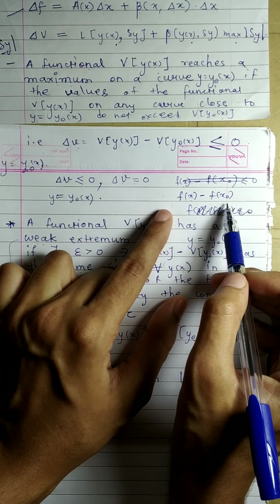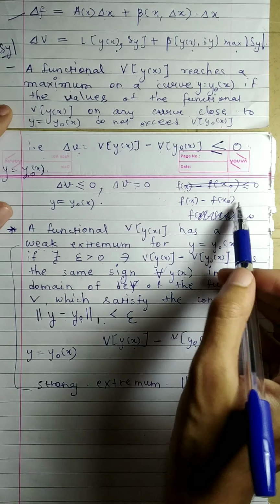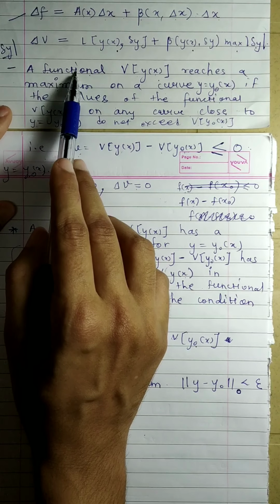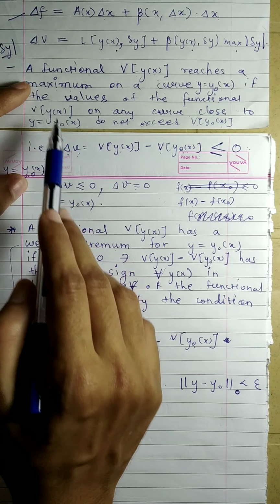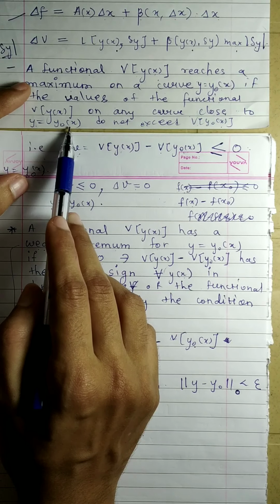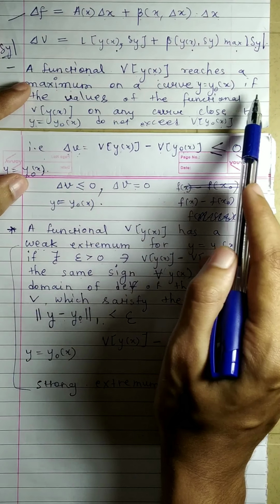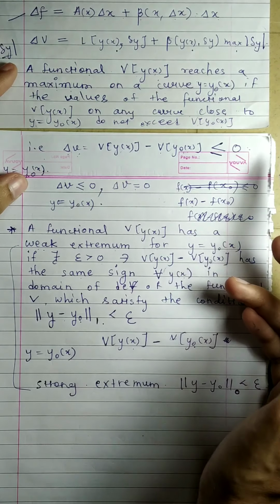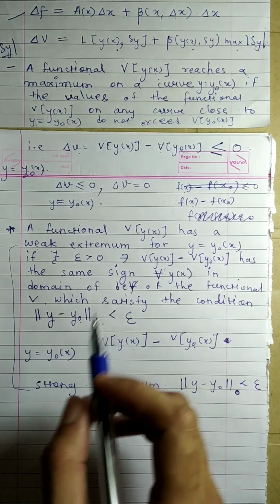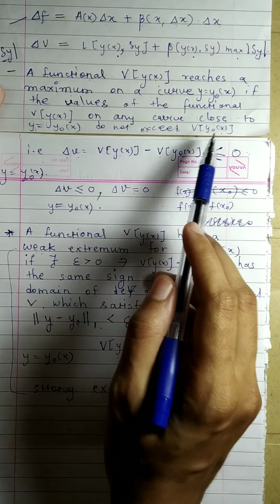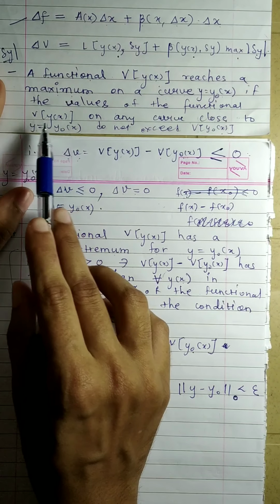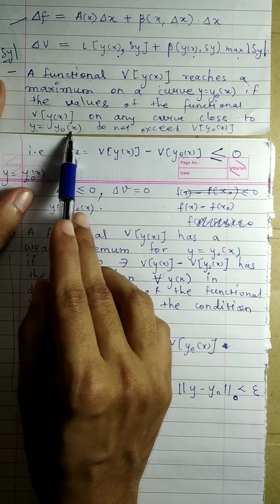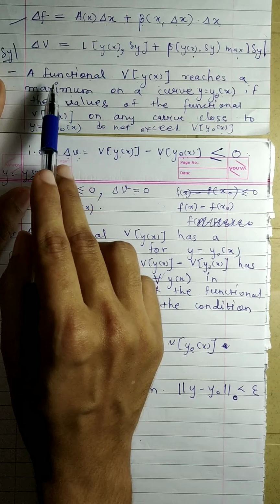In a similar way, when we talk about the maximum and minimum for the functional, it will differ depending on how we are choosing this y of x, because I have just said on any curve close to y equal to y naught of x. So what is this closeness, what order proximity? Depending on that, the nature of this maximum or minimum will change. They will be called weak and strong.